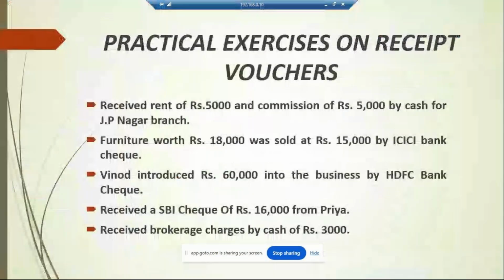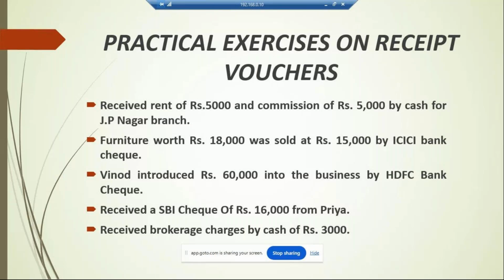So, practical exercise on receipt voucher. Received rent of rupees 5,000 and commission of rupees 5,000 by cash for the JP Nagar branch. So we are receiving the rent and the commission worth rupees 5,000 each.